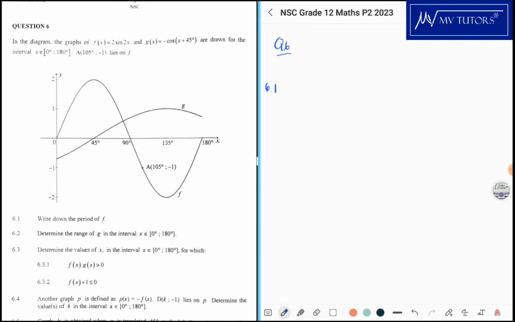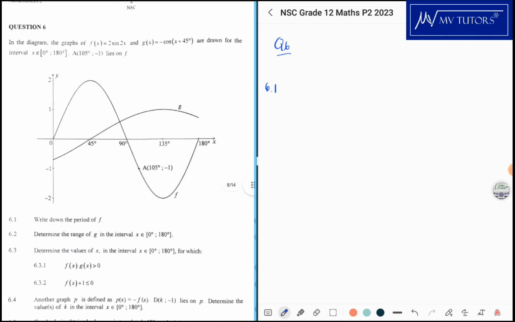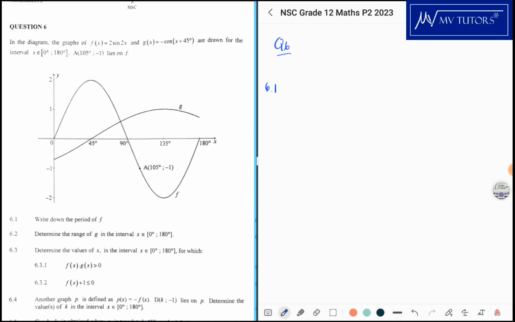Now it says write down the period of f, which is 1 mark. So if you don't know how to calculate or see what the period is, when it comes to sine and cos, the period for a full wave is 360 degrees, but for tan it is 180, okay? Because for the function f we are dealing with sine, the period will be 360 divided by the coefficient of x. You can see the coefficient of x is 2, and as such, the period will be 180 degrees.